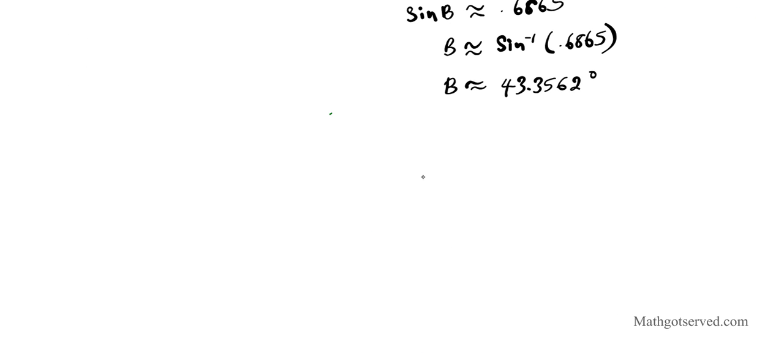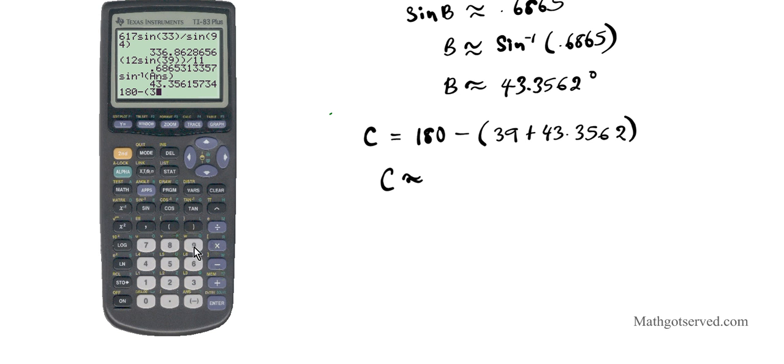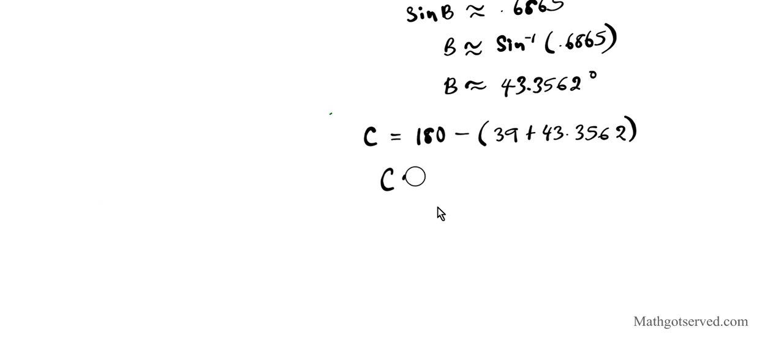Using that information, we have big C equals 180 minus A plus B. A is 39 and B is 43.3562. So big C is going to be an approximate angular value. Let's see what that is. Plug it into our calculators: 180 minus parenthesis 39 plus, I'm going to insert the previous answer, close that, enter, 97.6438. Okay, so angle C is approximately 97.6438 degrees. All right, almost there.